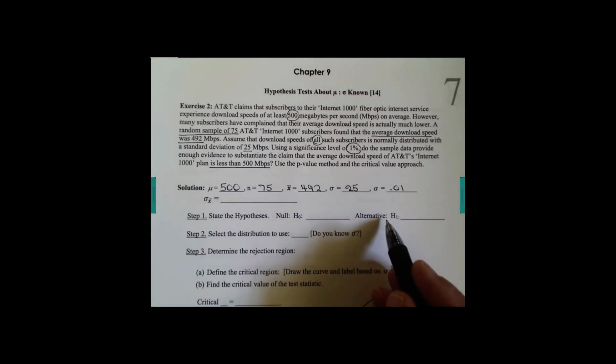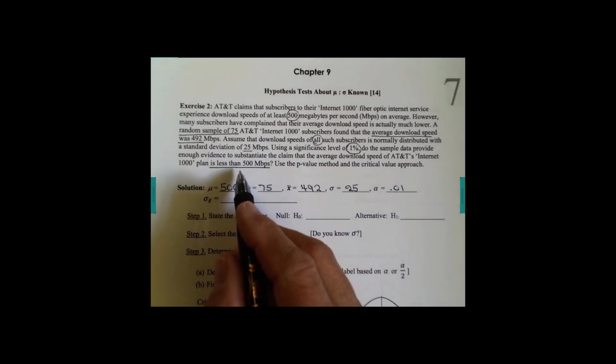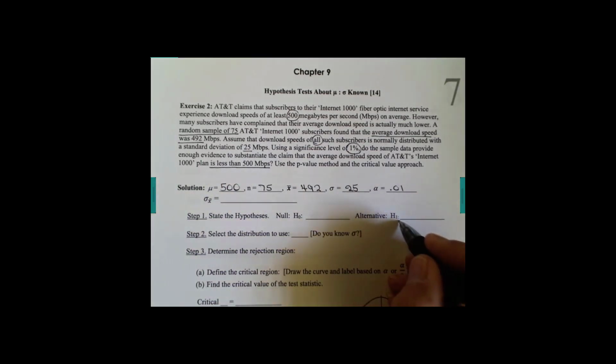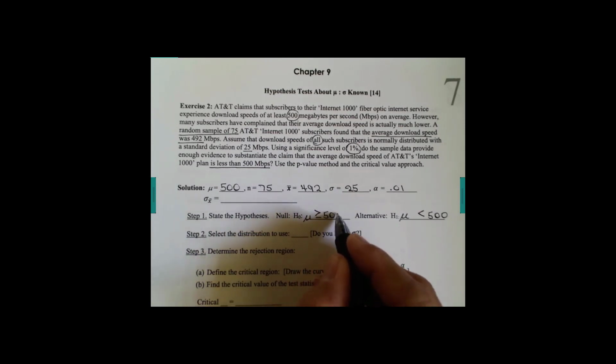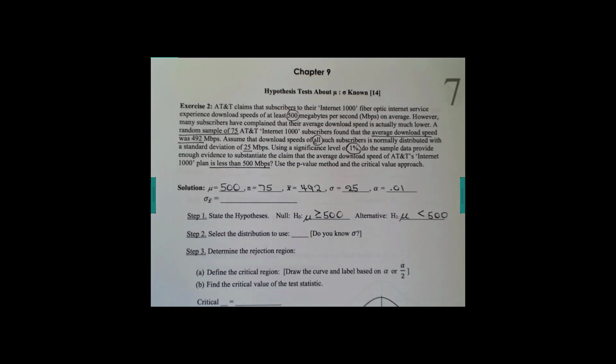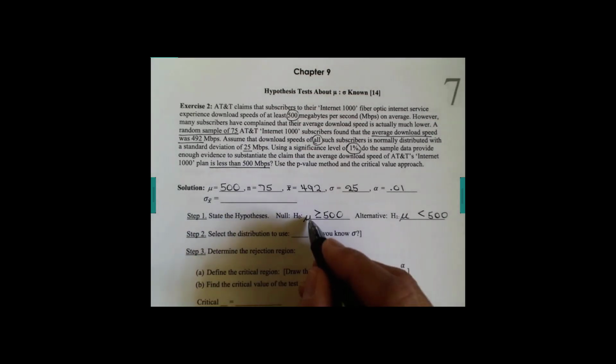Let's set up the alternative hypothesis. What is the claim? The claim is that the mean is actually not 500, it's less than 500. So the null hypothesis is that the mean is either greater than or equal to 500. The company just claims at least 500, so that would be greater than or equal to, right? Once again, this is like a consumer agency checking to see if the company is lying.